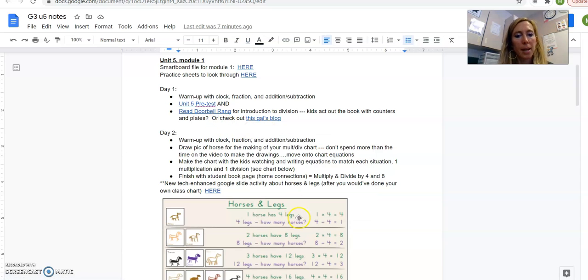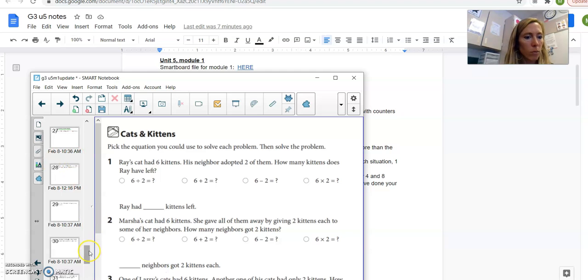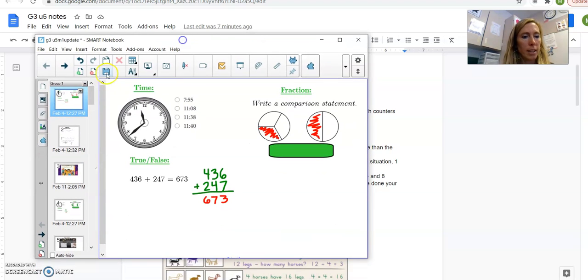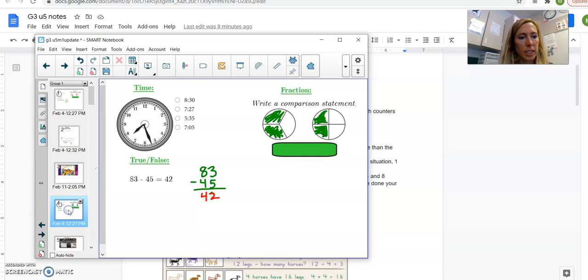Okay? You're like, oh, that's going to take me more than one day. Then spend however long you need if you think it is beneficial for your class, okay? If I look at the Smartboard file, it's going to go through these notes the exact same way. As I said, it is almost the same as last year. I have the warm-up, whether you want one or not. And then it goes into the pretest, The Doorbell Rang, and then it goes into day 2.